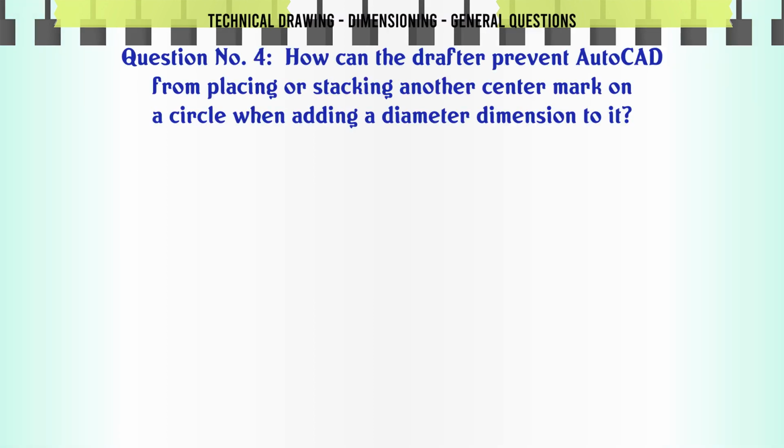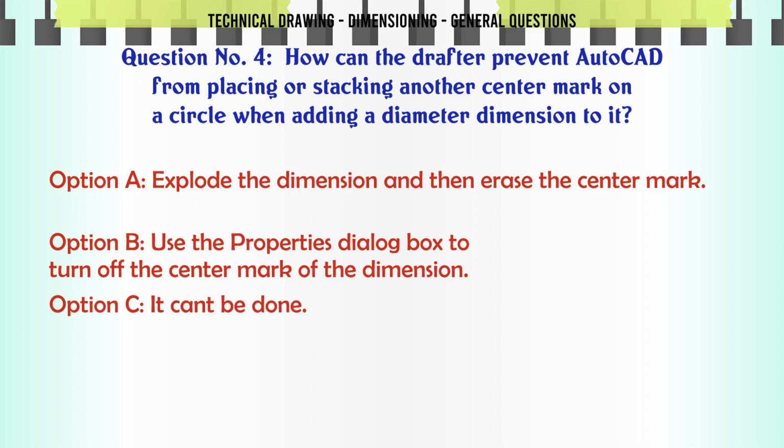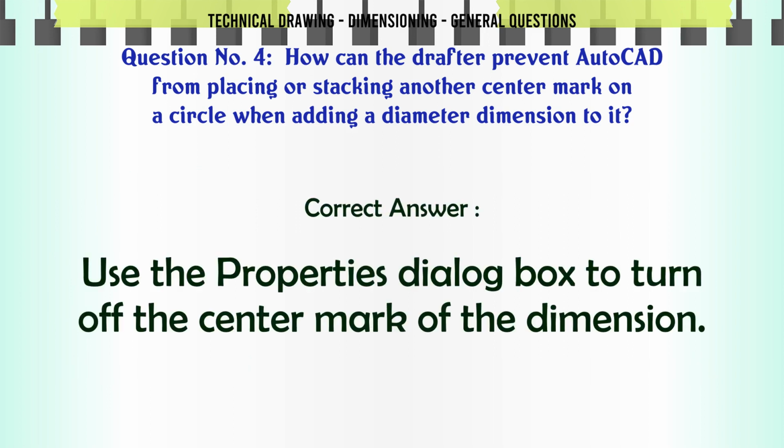How can the drafter prevent AutoCAD from placing or stacking another center mark on a circle when adding a diameter dimension to it? A. Explode the dimension and then erase the center mark. B. Use the Properties dialog box to turn off the center mark of the dimension. C. It can't be done. D. Use the Trim tool to take away the stacked center mark. The correct answer is use the Properties dialog box to turn off the center mark of the dimension.